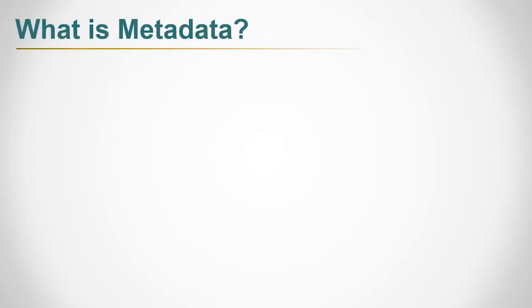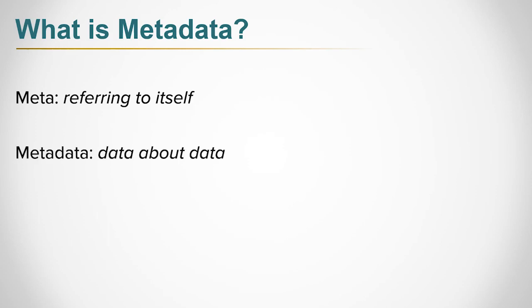So what is metadata? To start with, let's deconstruct the word and look at the first part, meta. Meta means something that refers to itself. So when we talk about metadata, we mean data referring to itself, or data about data. If that seems a little circular, that's because it's supposed to be. We are writing data that describes our data.